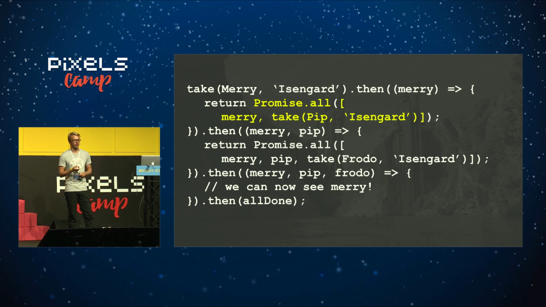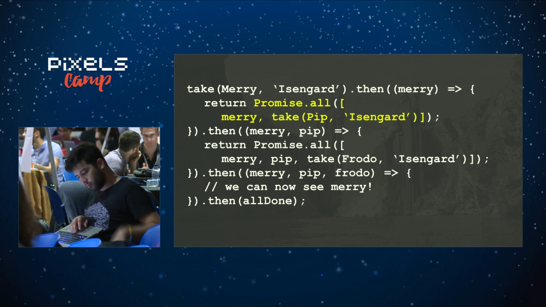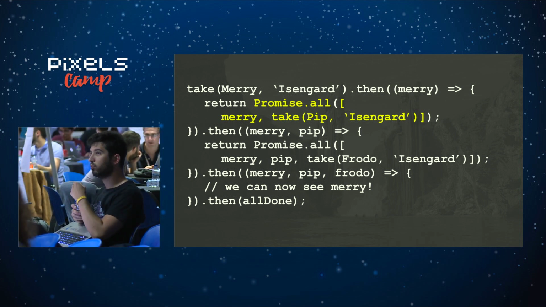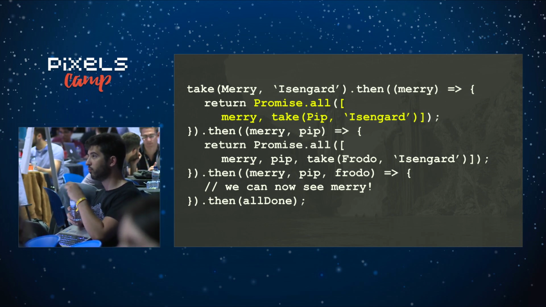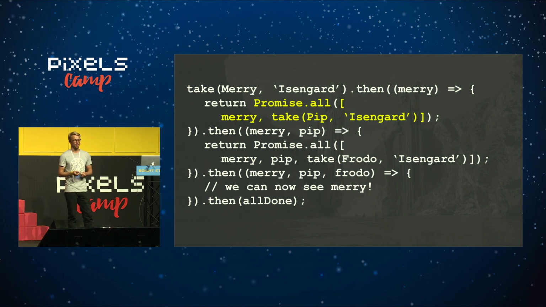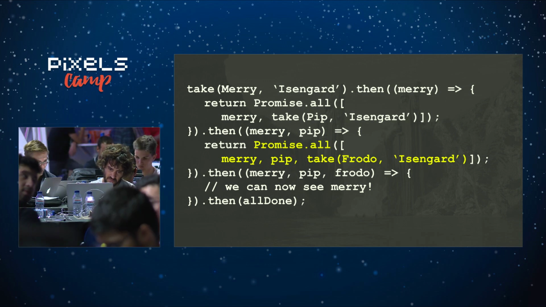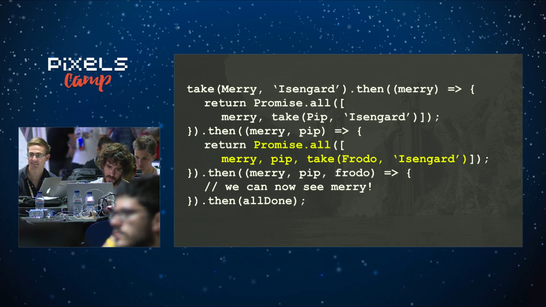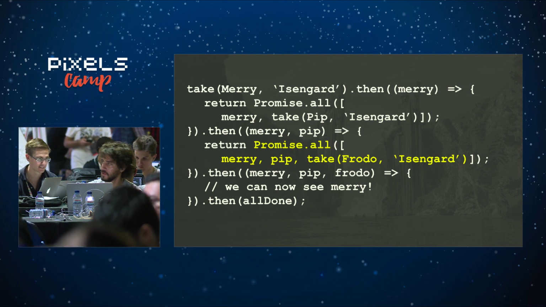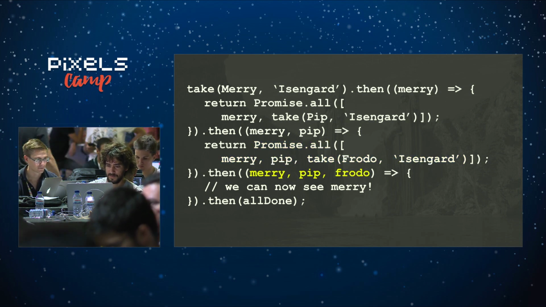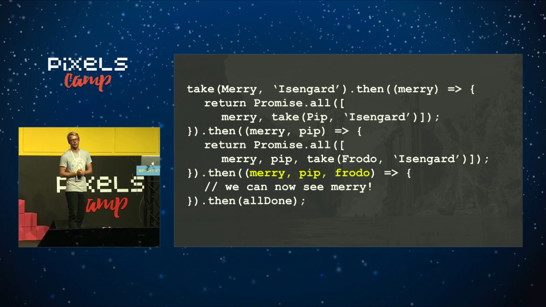So here, in the first line that we see in yellow, we call Promise.all, and we pass Merry into the list in the second promise. And as we can see, we get Merry into the callback function of the second promise. So we just do this step one more time. We can pass Merry, Pip, and the promise for Frodo into Promise.all, and this will make sure that we end up with Merry, Pip, and Frodo in the end.